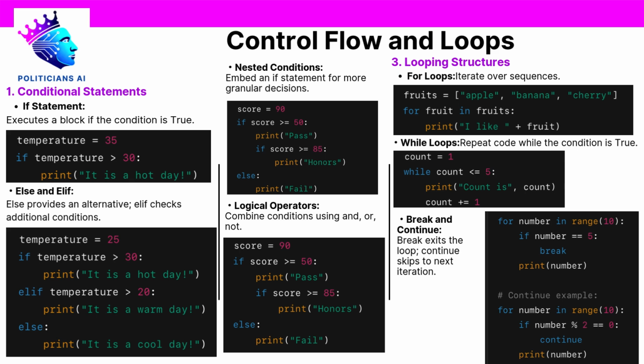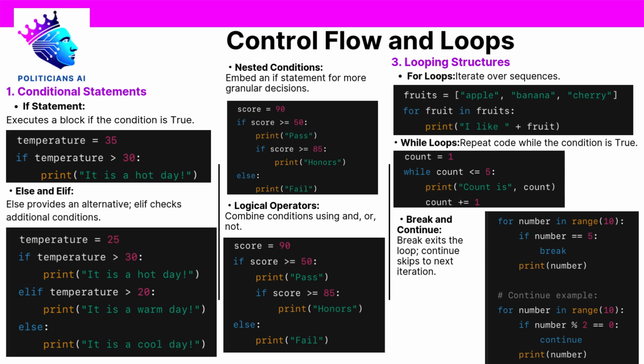Within loops, there are additional control tools available. The break statement allows you to exit the loop immediately, even if the loop's condition is still true. For instance, if you are processing numbers from 0 to 9 and you want to stop once you reach the number 5, you can use break to end the loop as soon as 5 is encountered.